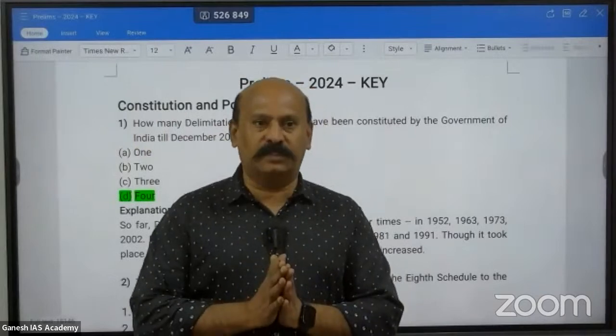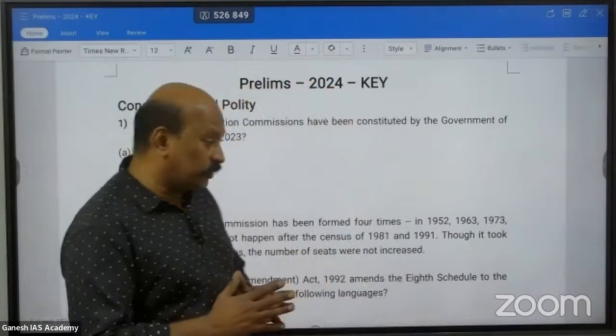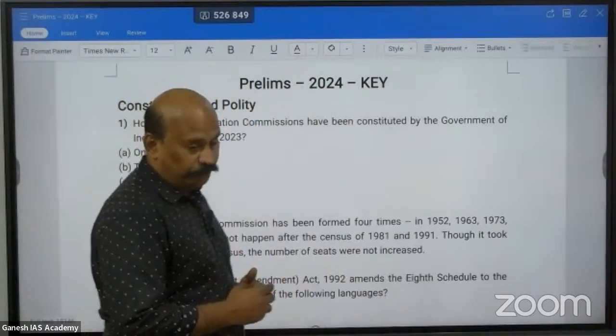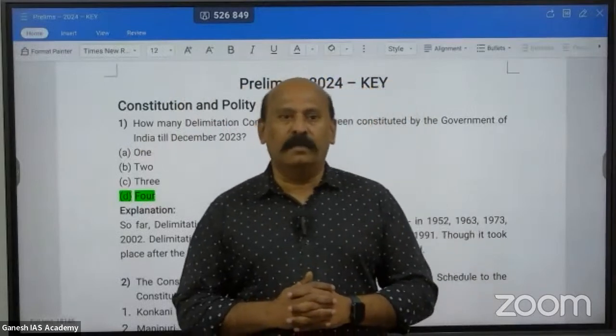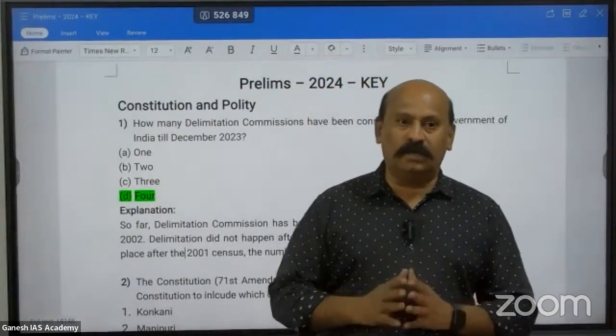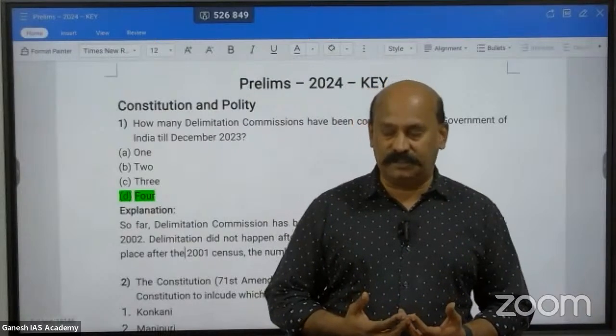There are 17 questions asked in polity this time, relatively a major chunk, and most of the questions I have seen while marking the key are more related to the constitutional provisions. They are not very complicated, but some of the questions are directly related to current affairs, and some are directly taken from the constitutional provisions.